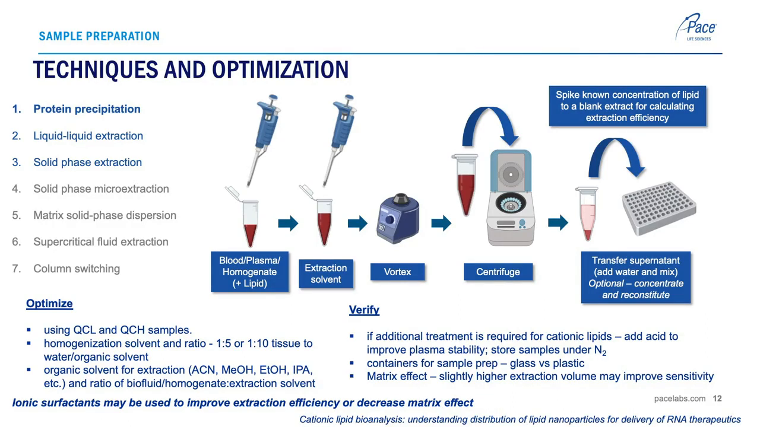Homogenization is performed using a handheld blender or a batch blender. Optimize the tissue to solvent ratio for homogenization. Water buffers or organic solvents can be used for this purpose.